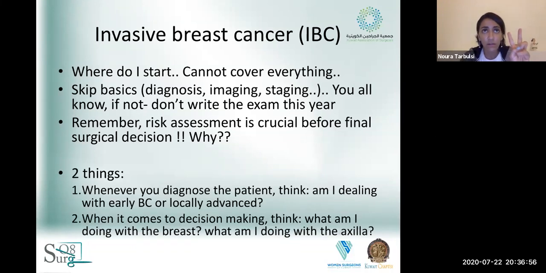And there are two things I want you to remember for the exam and for the rest of your life. Once you see a diagnosis of breast cancer, the first question you ask yourself: am I dealing with early breast cancer or am I dealing with locally advanced breast cancer? They're two different diseases. Second question that comes to you as a surgeon, once you're ready to write the consent for the surgery: what am I doing with the breast and what am I doing with the axilla? Take your time to decide what's the surgical option for the breast and what's the surgical option for the axilla.